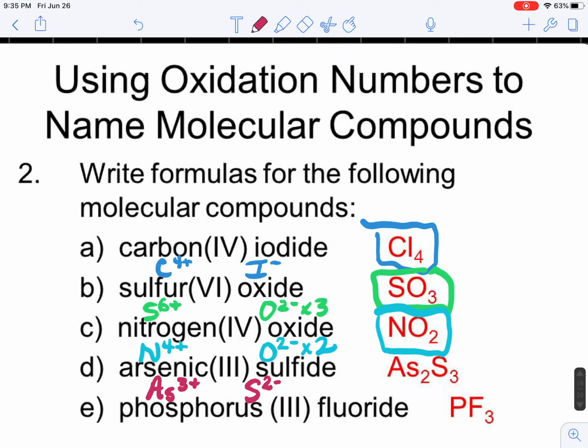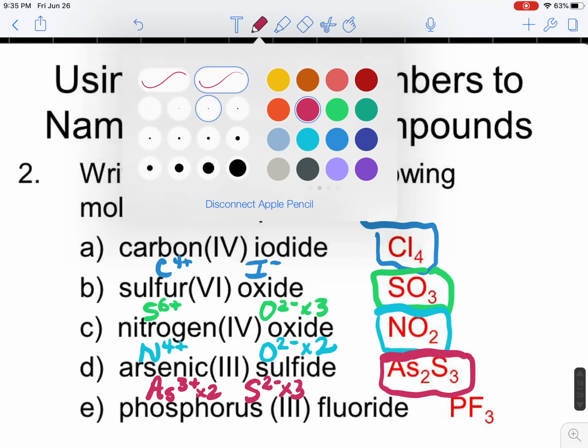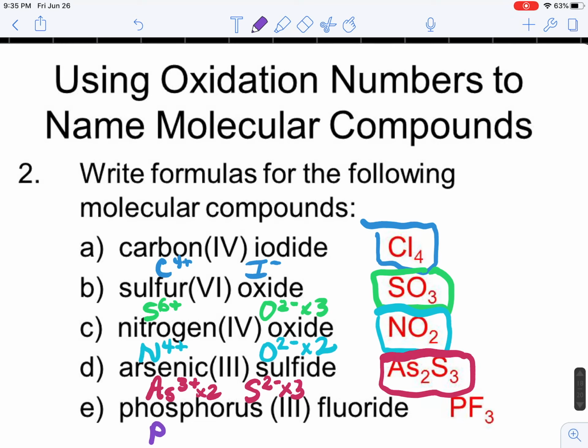Sulfur becomes sulfide. Group 16, -2 charge. And then we do our little crisscross method on this one. Multiply by 2 on the arsenic, multiply by 3 on the sulfide, so that they both wind up with a charge of 6. And we wind up with 2 arsenics and 3 sulfurs. And then the last one, phosphorus with a +3, fluorine with a -1, and that means we're going to have to take fluorine and multiply it by 3. So we get PF3. Right? Again, pretty easy. Don't fight it.